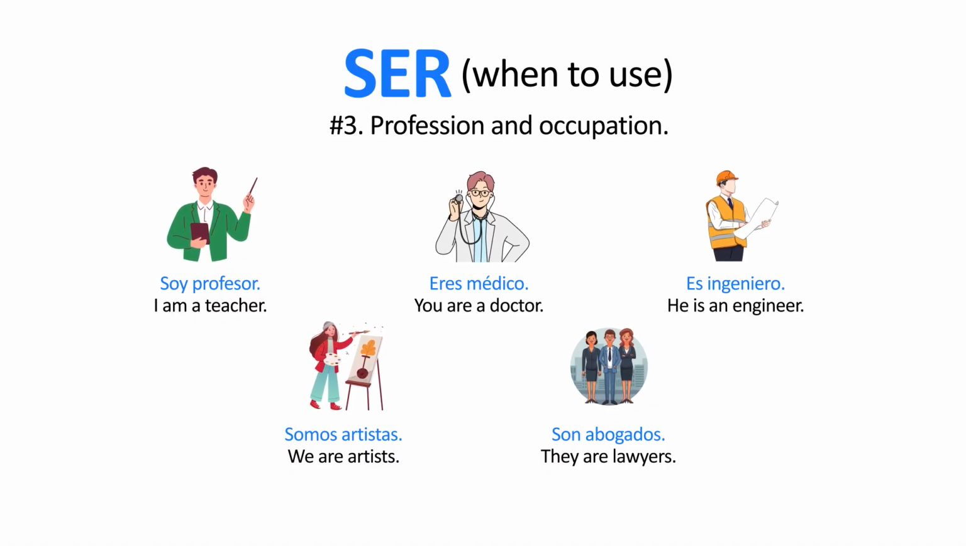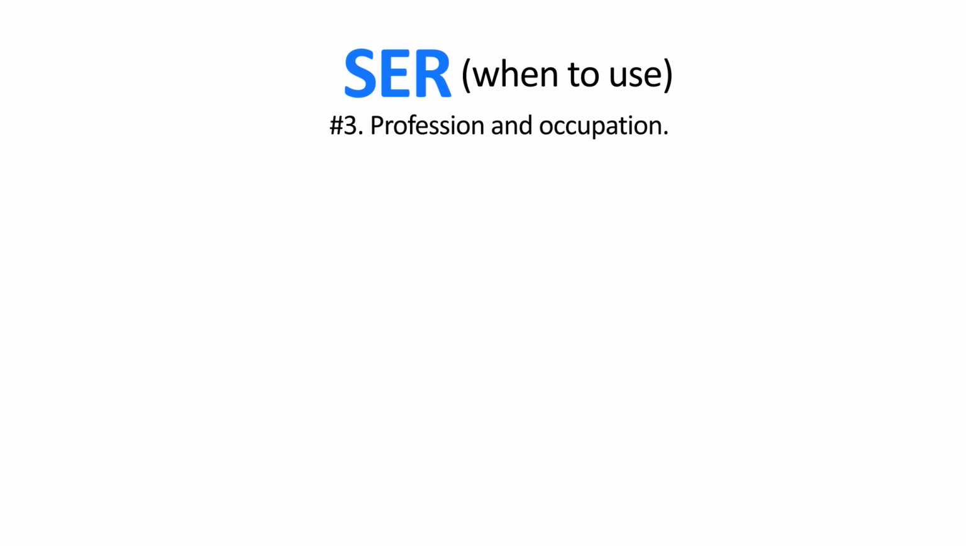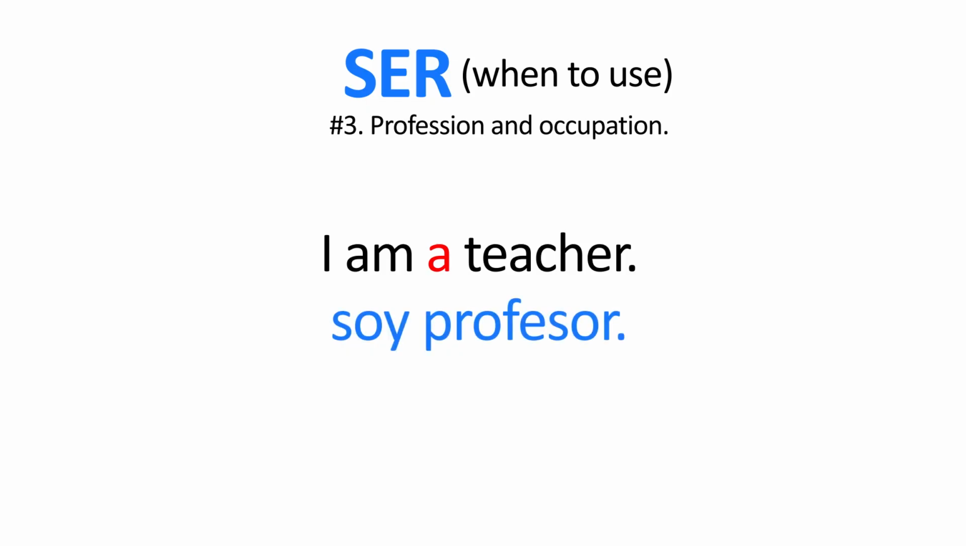Here's something important. In Spanish, you usually don't use an article before professions with ser. In English, we say, I am a teacher. In Spanish, you just say, soy profesor. No article. You could say soy un profesor for emphasis or contrast, but the standard way is without the article.